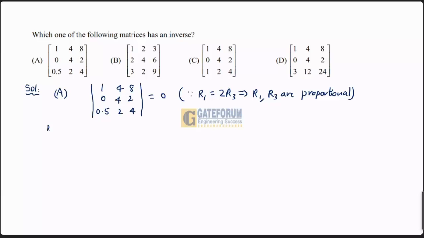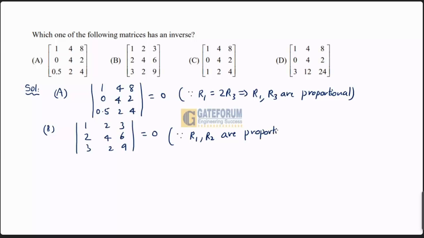Next, B. Determinant 1, 2, 3, 2, 4, 6, 3, 2, 9. So this is also equal to 0 since R1 and R2 rows are proportional. R2 is equal to 2 times R1. C.